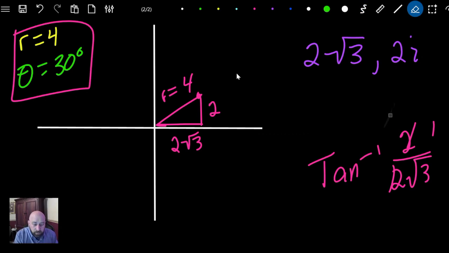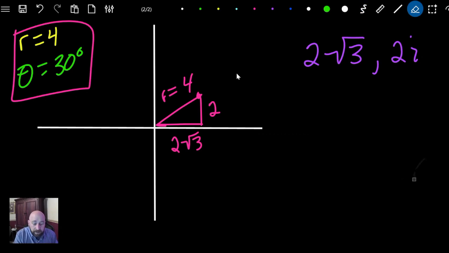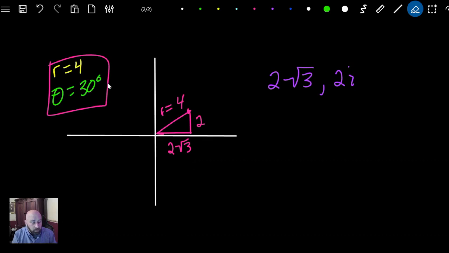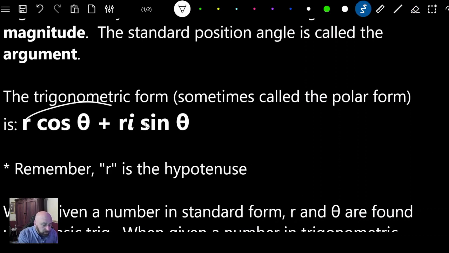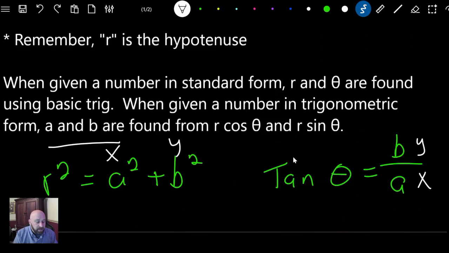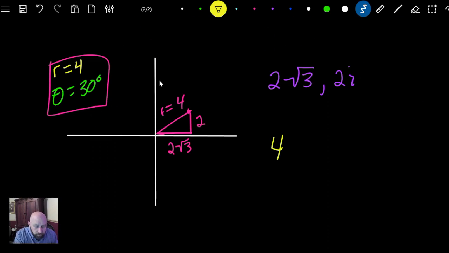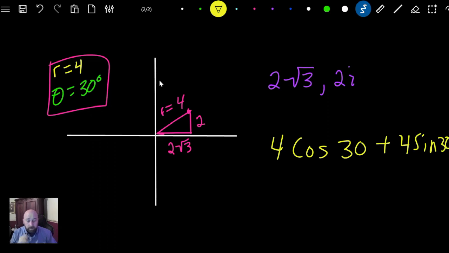Now what we want to do is put it into the proper form. Now you have to have that memorized, right? So go back there and let's take a look at that. What was the proper format? The proper format was, there it is. Circle that: r cosine theta plus r imaginary sine theta. So you do 4 cosine theta. What's theta? 30. And you can put that in parentheses, but plus 4 sine of theta. All right, and there you go. That is now in the polar form.